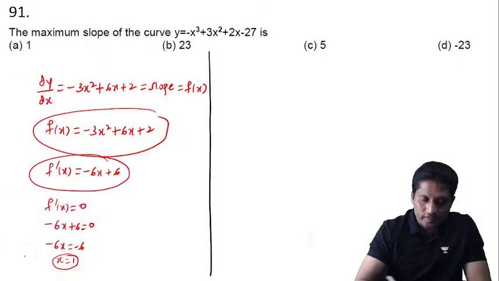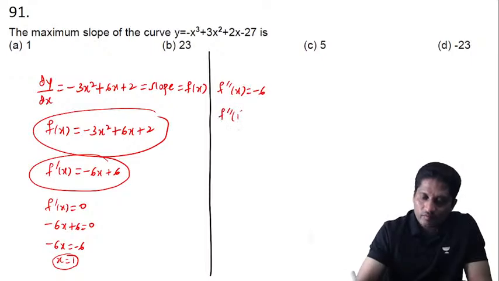Right, f double dash of x will be equal to minus 6. f double dash of 1 is equal to minus 6, which is less than 0. So this means that f is maximum at x is equal to 1.